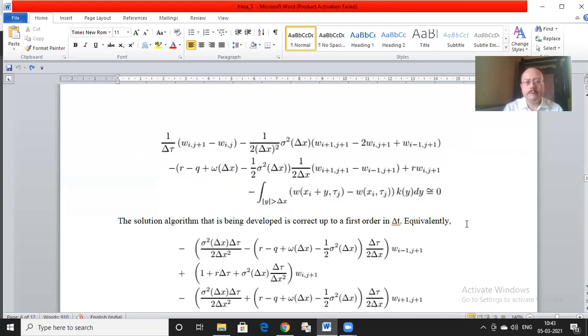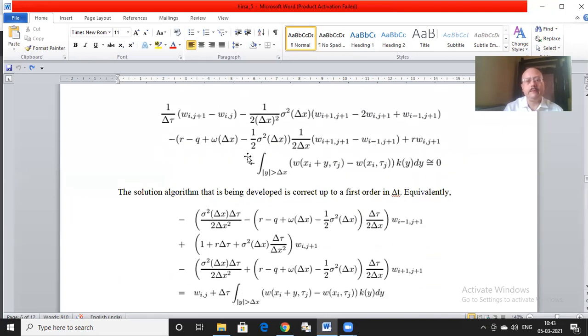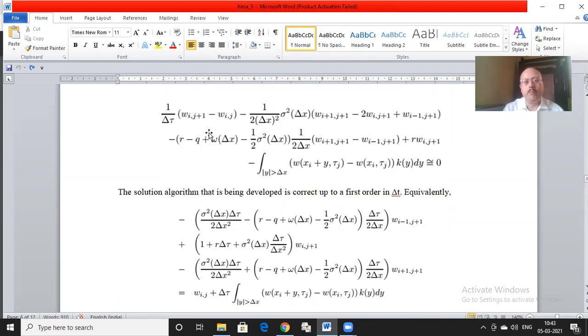So this equation here is equivalently written as this equation. I'm just rewriting it. The integral is taken to the other side along with the wij point. Everything else is the same, only the integral and the wij point is taken to the other side. That's the only change that we have done, because this part we are going to tackle separately. And we multiply throughout by delta tau.